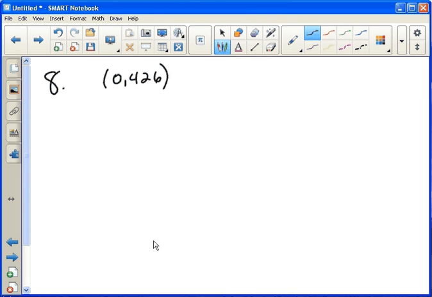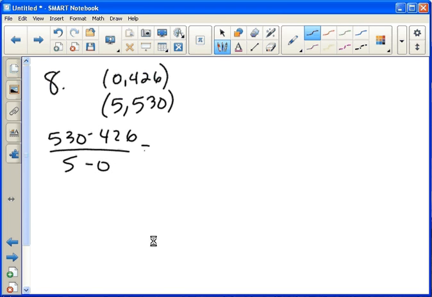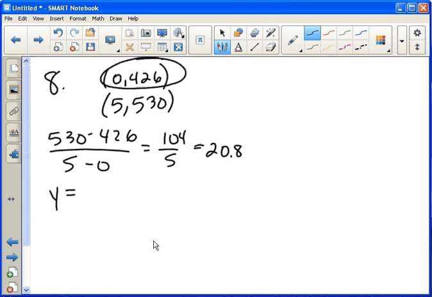We're going to write the equation of a line just like we did back in the linear equation part. So I do y2 minus y1 over x2 minus x1 because I need the slope. That's going to give me 104 over 5, which is 20.8 for my slope. And I already have my y-intercept, so that's my b. So I'm just going to do y equals 20.8x plus 426. Y equals mx plus b.